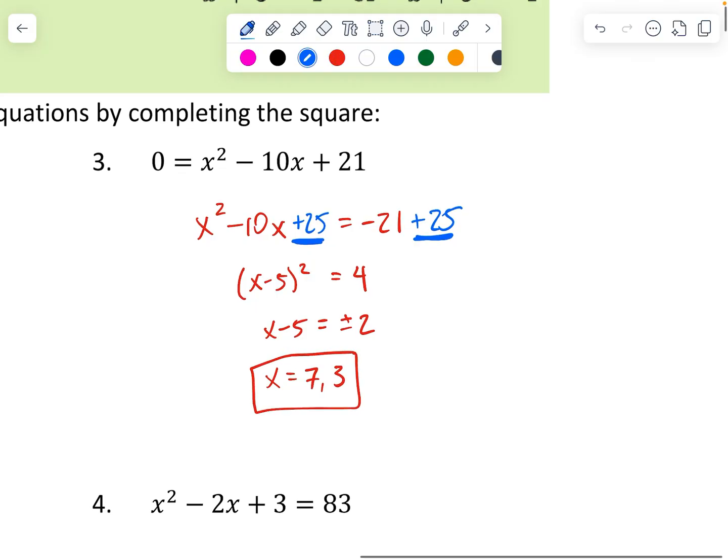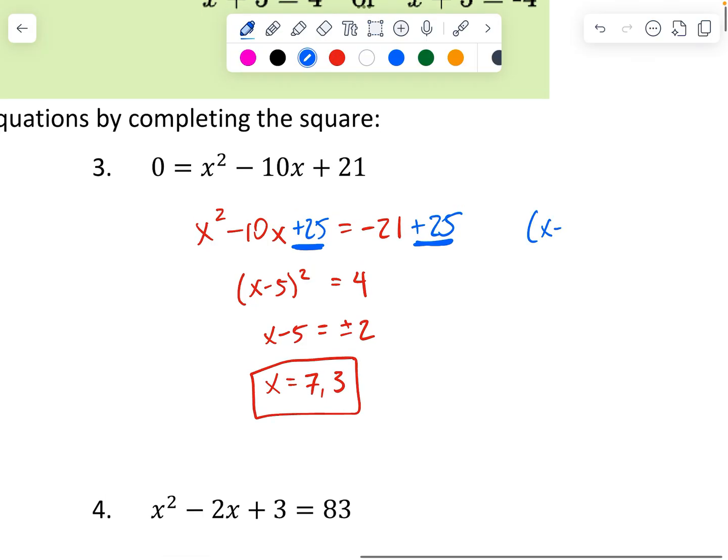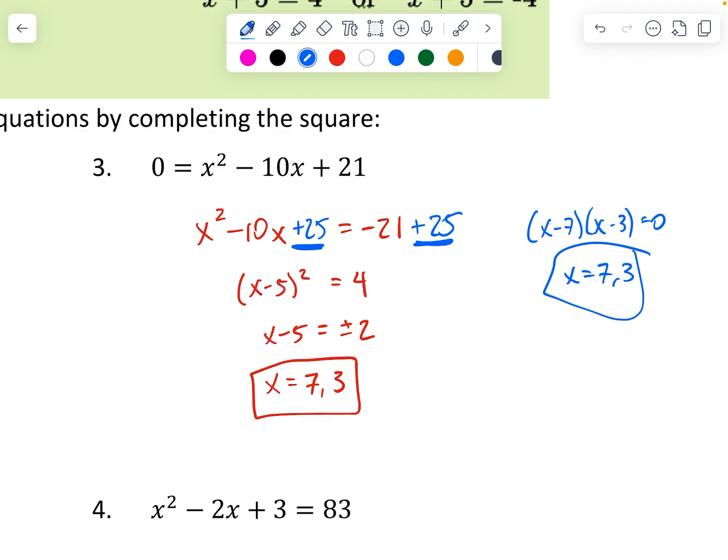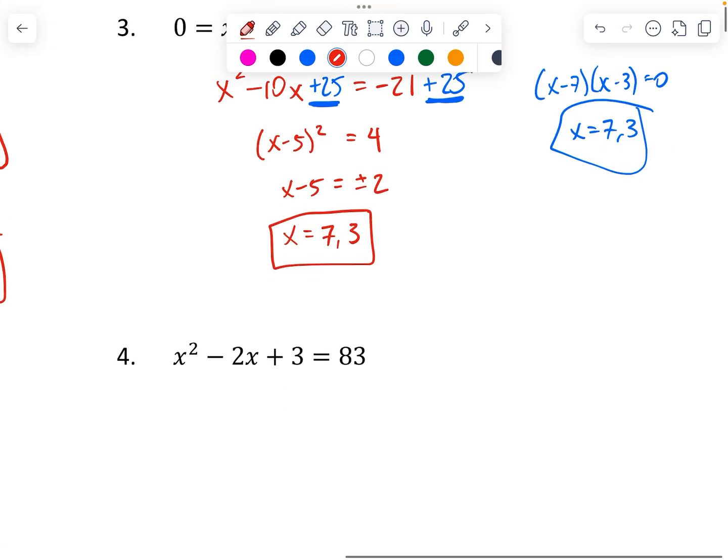And for fun, if we were to factor this, we would get x minus 7, x minus 3 equals 0, x equals 7 and 3. It's the same answers. Obviously, factoring is much easier, but we're just using other methods because sometimes we'll have to use this method.